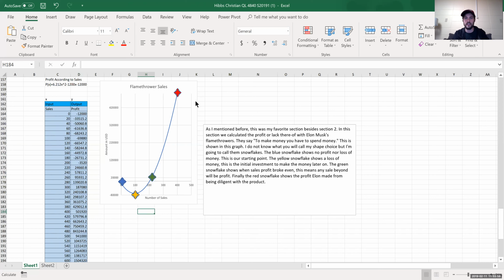So as you can see, Elon Musk, with the initial investment, you're going to lose a little bit of money, but if it's a good investment and has an idea that has diligence behind it, hopefully it'll bring profit in the end.